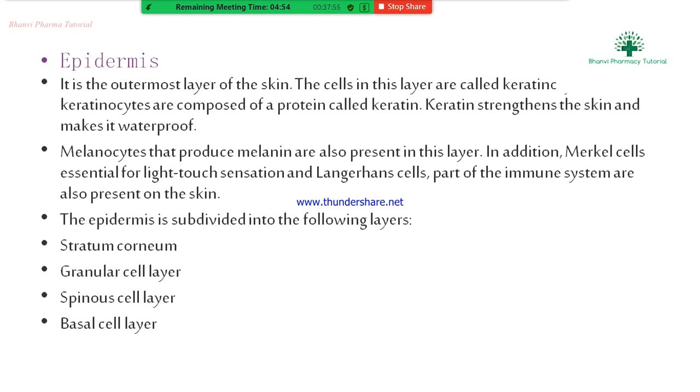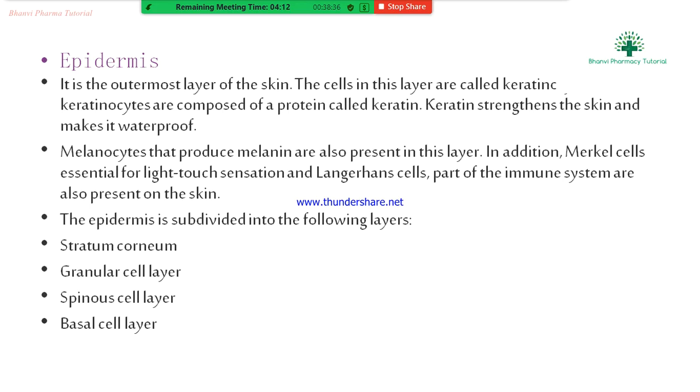Next, the first one is the epidermis. The epidermis is the outermost layer of the skin. The cells in this layer are called keratinocytes. The keratinocytes are composed of a protein called keratin. Keratin strengthens the skin and makes it waterproof.